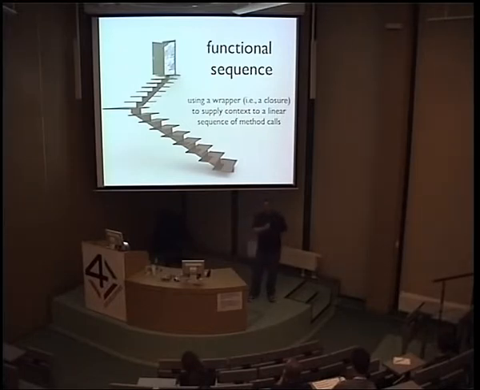In the method chaining example, every method returns self, so you could chain them all together. In the functional sequence example I just showed you, you're using a closure block to supply a context for all the things that get called within that closure block. But they're really just 2 different ways to solve the same problem, which is to supply an implicit context for the things that you're calling.